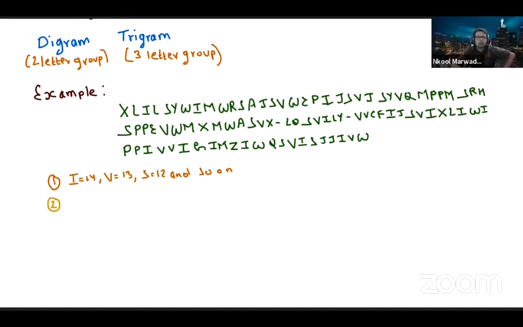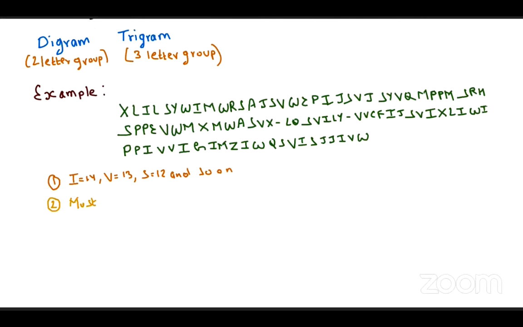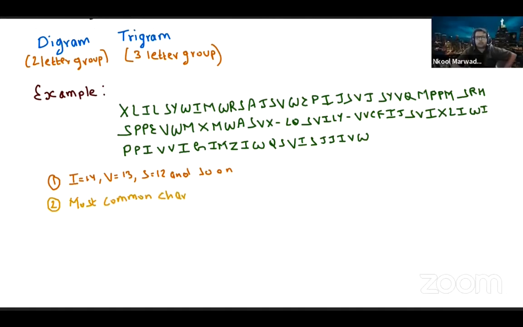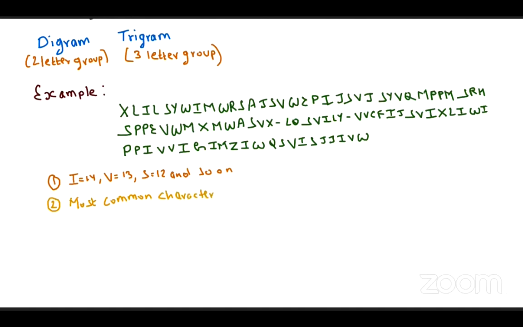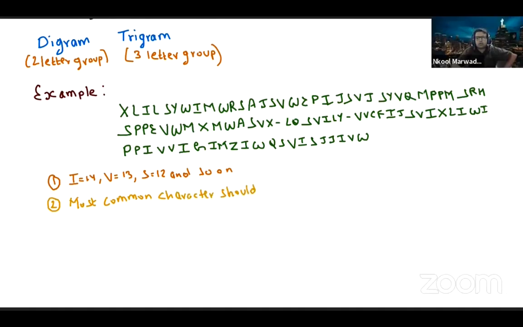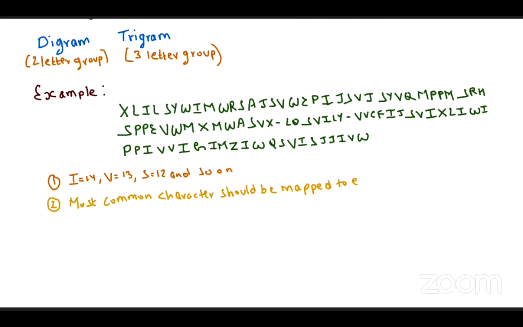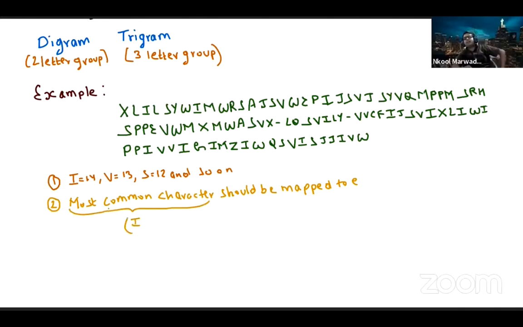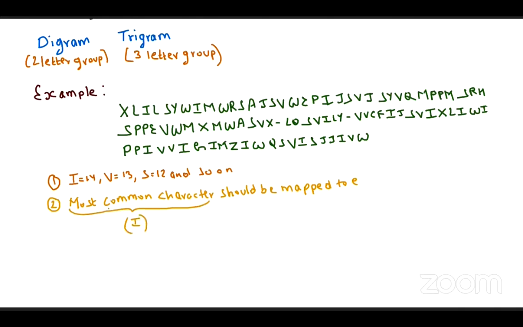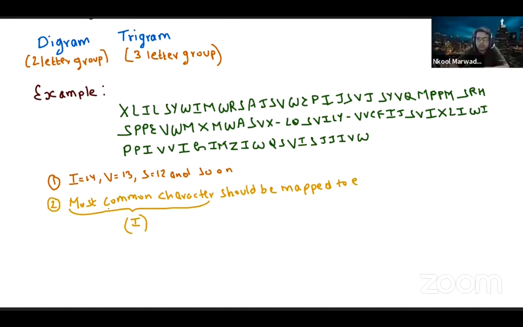Now, the most common character in the ciphertext is I. The most common character should be mapped to small e. It implies that the most common character, I, should be mapped to e. So wherever I is there in the ciphertext, we can replace it with small e in the plain text.